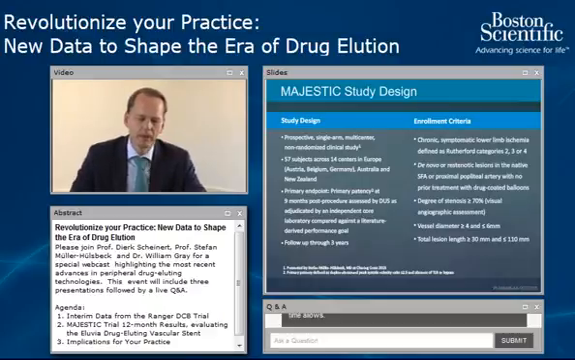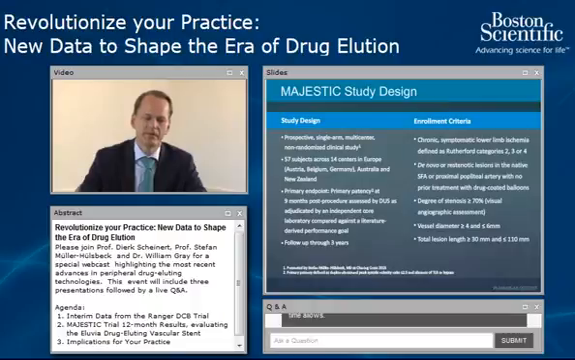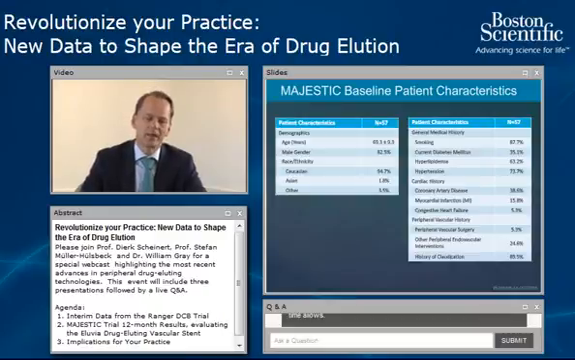The enrollment criteria were as follows: chronic symptomatic lower limb ischemia, defined as Rutherford categories 2, 3, and 4, de novo or restenotic lesions. The degree of stenosis was greater than 70%. The vessel diameter should range between 4 and 6 millimeter, and the lesion length should range between 30 and 110 millimeter. If you look a little bit closer at the baseline patient characteristics, you see we have the typical characteristics.